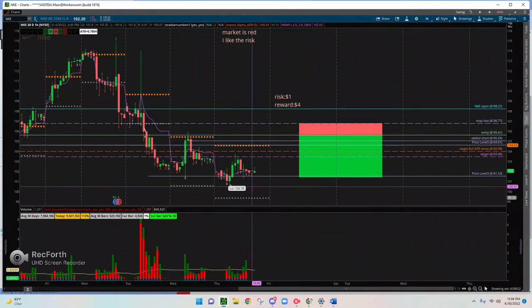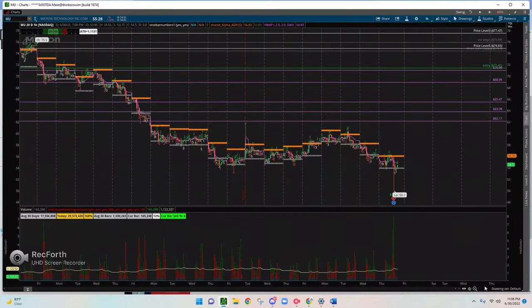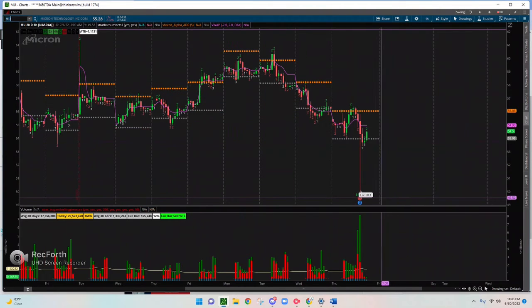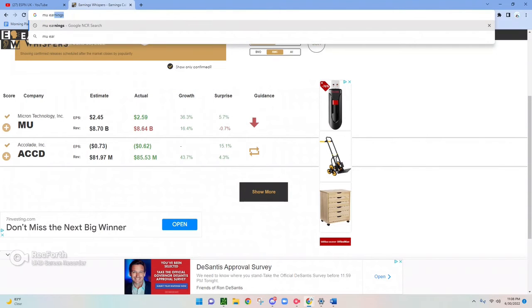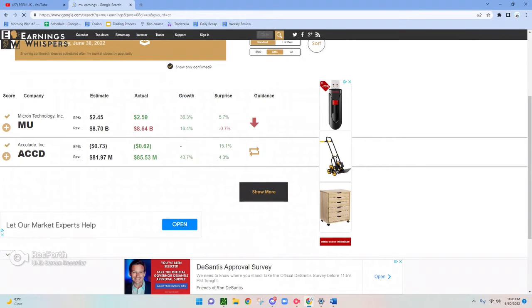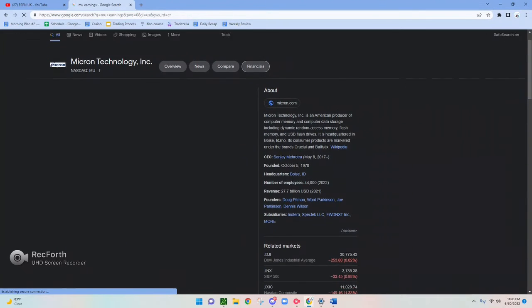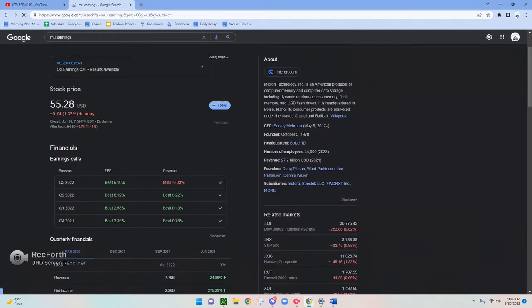Micron, that's one I'm looking at to trade tomorrow. So let's get into that one as well. That's a trade idea that I have for tomorrow. I already read the report. The report wasn't great. So if I'm looking at trading it tomorrow, this is how I would do it. Micron earnings. As you can see, I already looked it up.